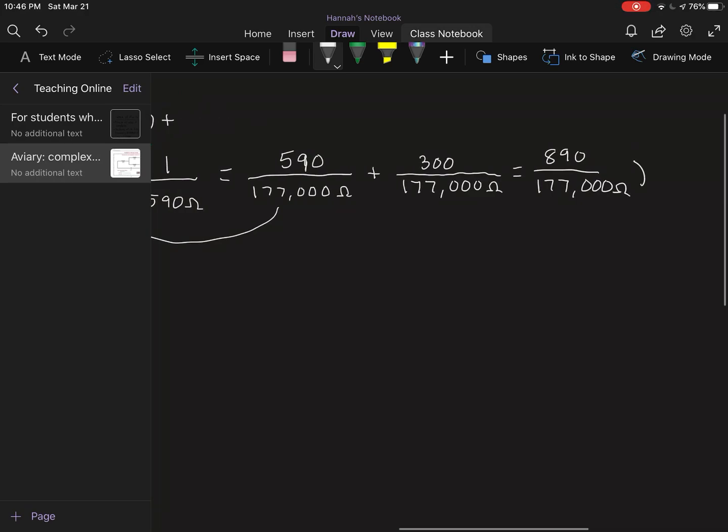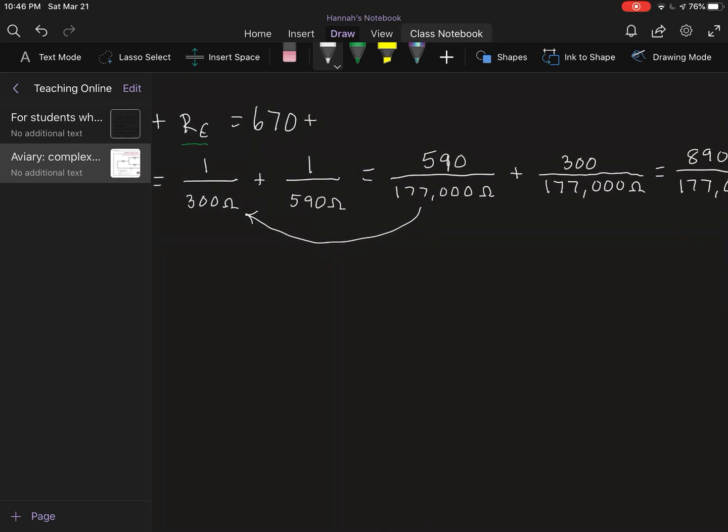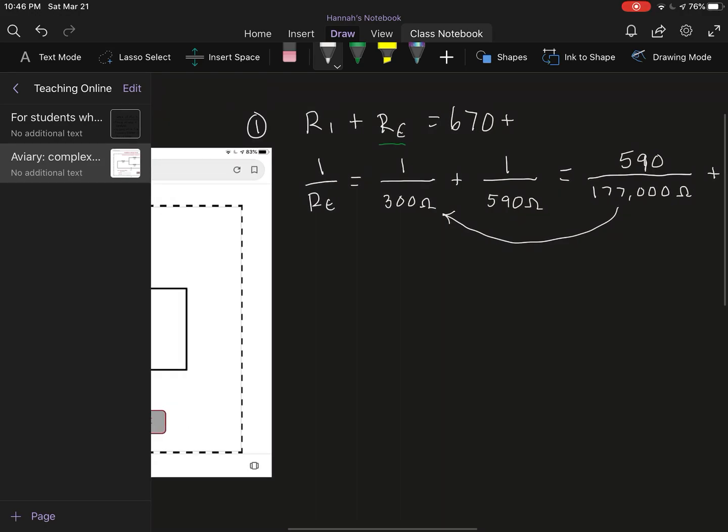I have to flip because that is the commandment. So I do 177,000 divided by 890, and my equivalent resistance ends up being 198.876. I'm going to round to 198.88 ohms. Then I plug that number into my original total resistance equation.